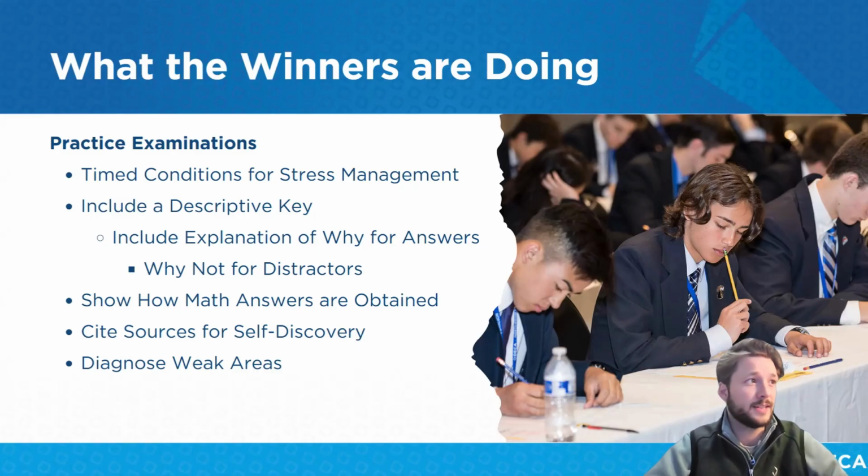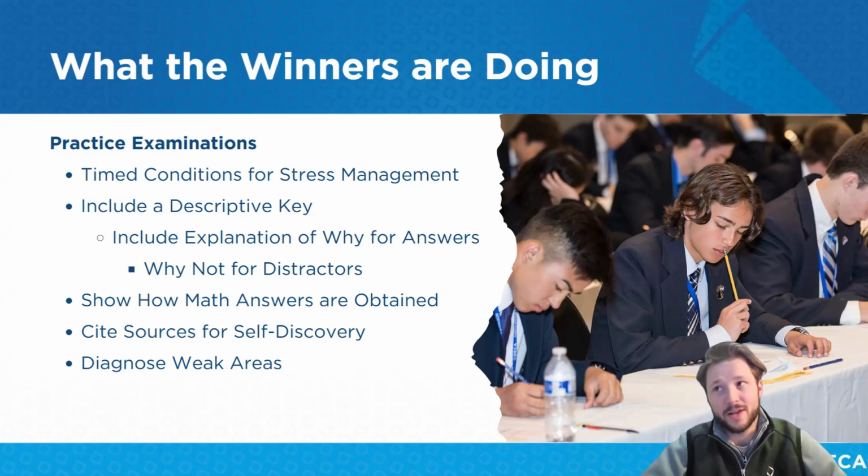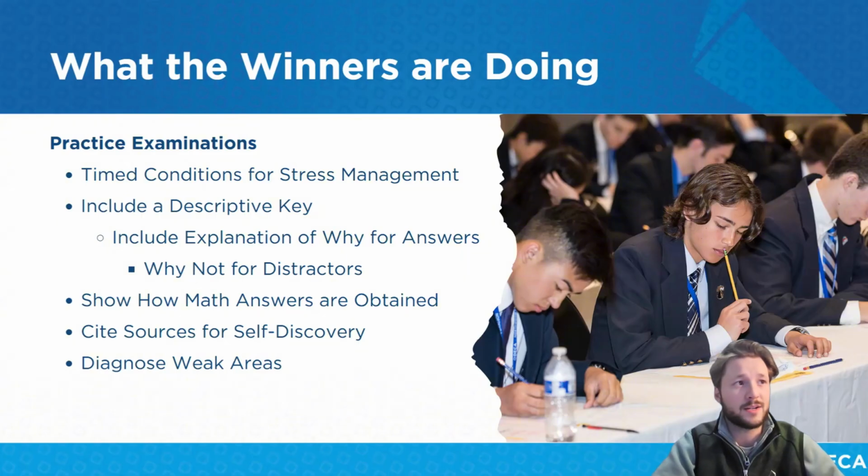Include a descriptive key, even if you're not tying them to performance indicators. Explain why for answers, why not for distractors, show how math answers are obtained, and cite your sources. Give your kids the treasure trove that you're pulling this information from so that they can go investigate themselves, and work with them to diagnose the weak areas. Sometimes it's just hard to admit what you're not good at. So sometimes you just need someone to give you that gentle hand and tell you, hey, I know you could be better here.